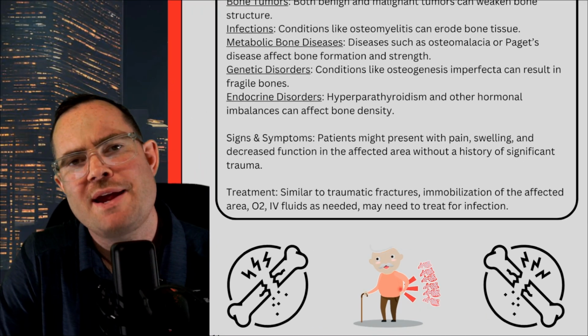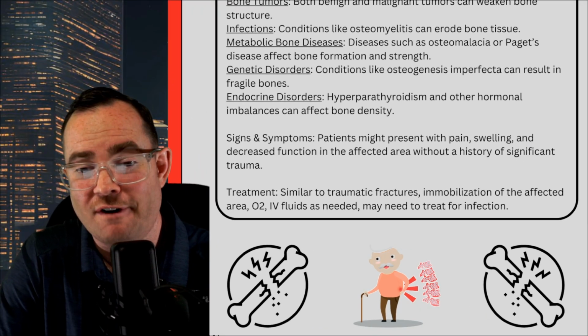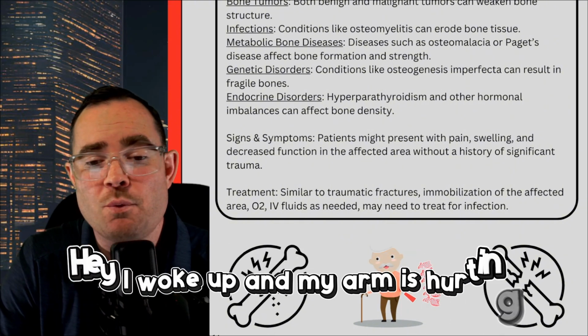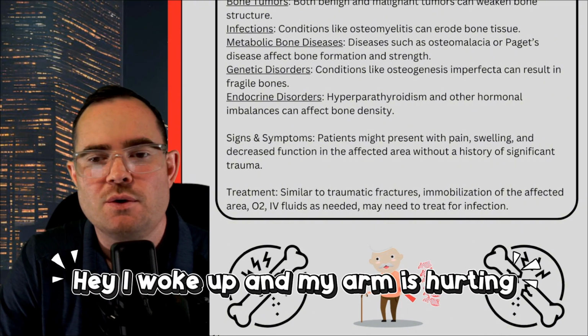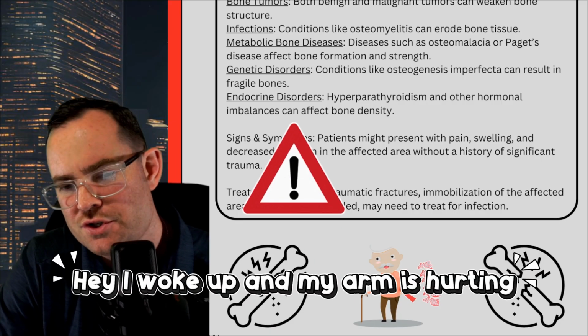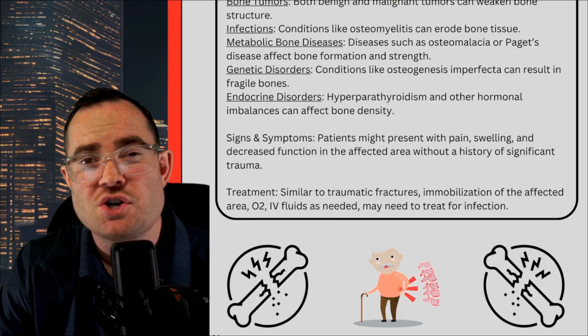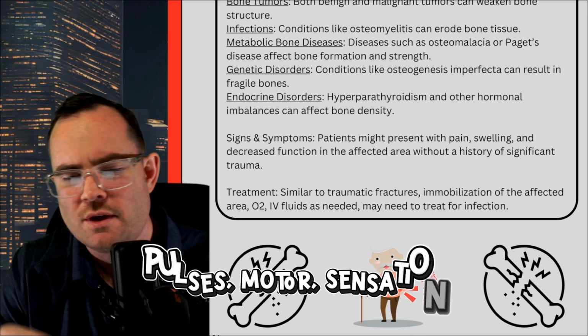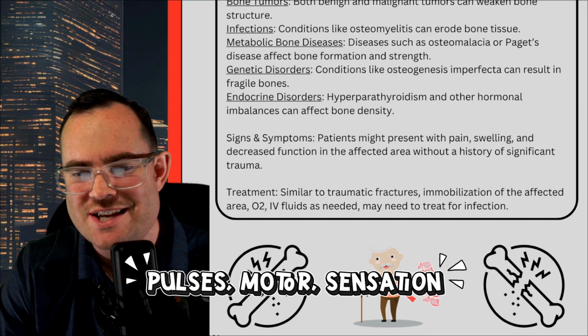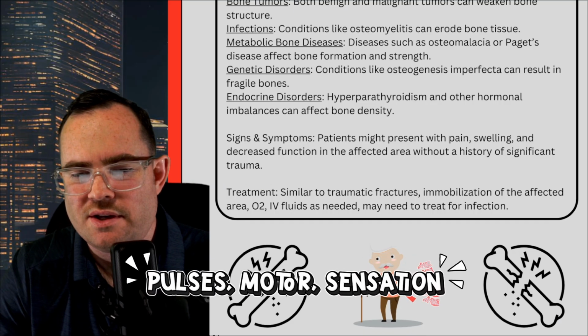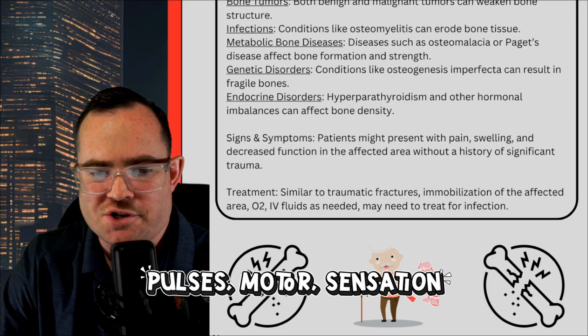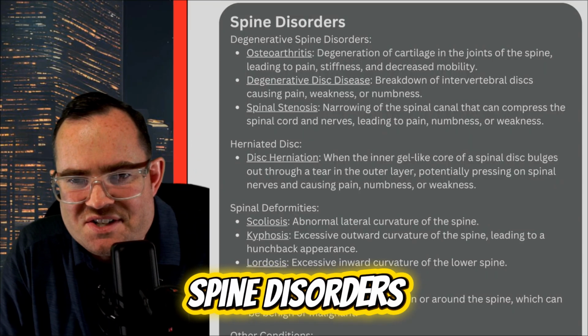So just because your patient states that they didn't fall, or might state, hey, I woke up and my arm is hurting, we need to take this seriously. We need to do a good evaluation. Make sure we're assessing for pulses, motor, and sensation or sensory, just so we don't miss any of these pathological fractures. Next, let's take a look at spine disorders.